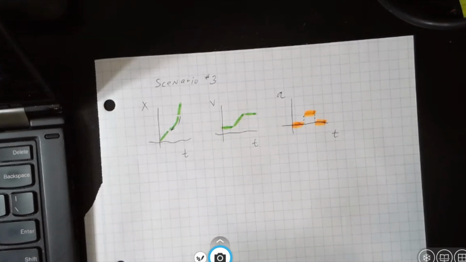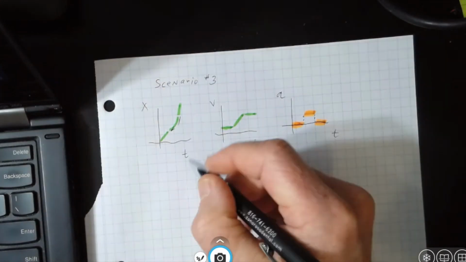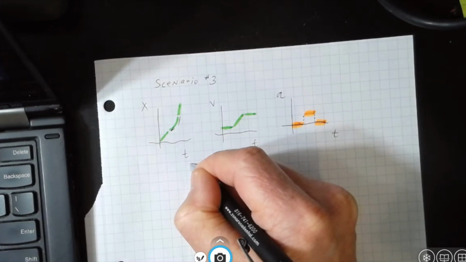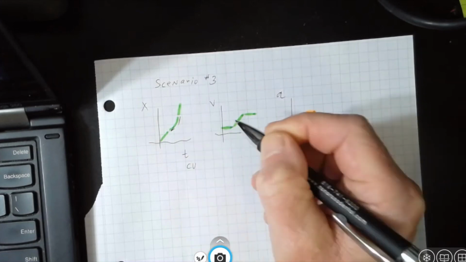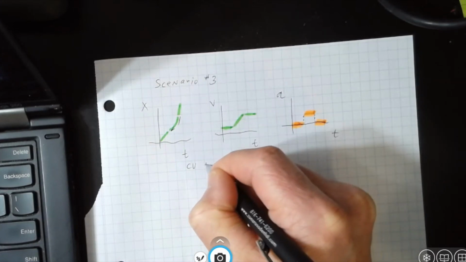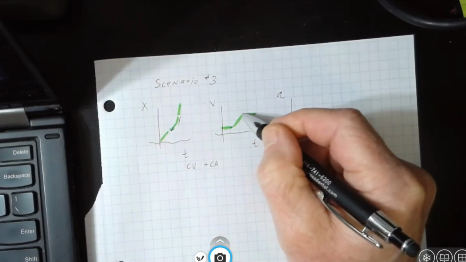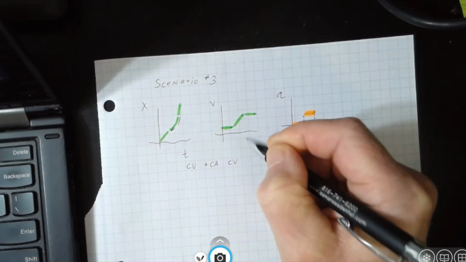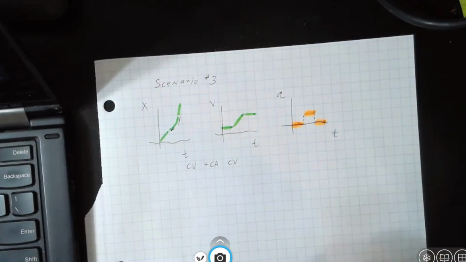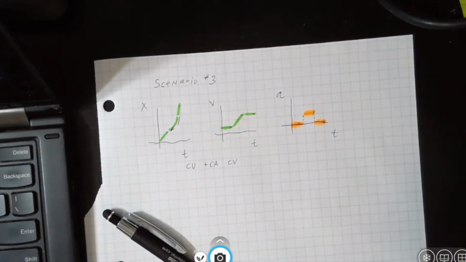Okay, so if we created a verbal statement here, our car has some constant velocity. It accelerates to some higher value, and then it reaches a new constant velocity. That I have for you.